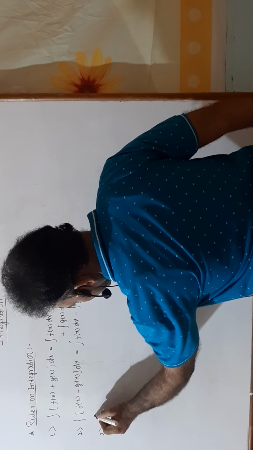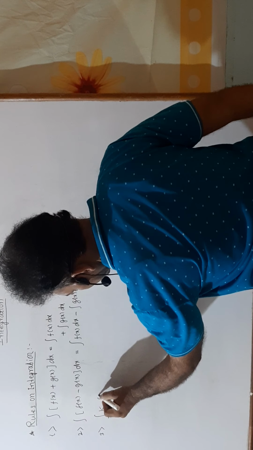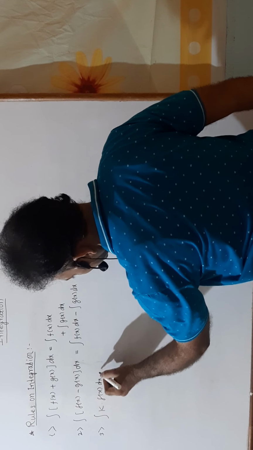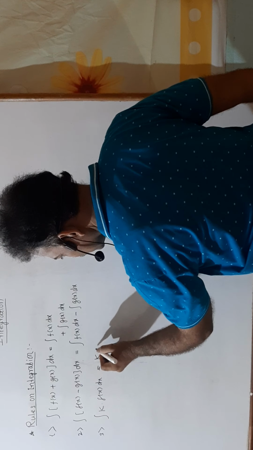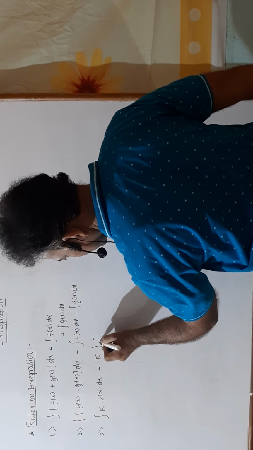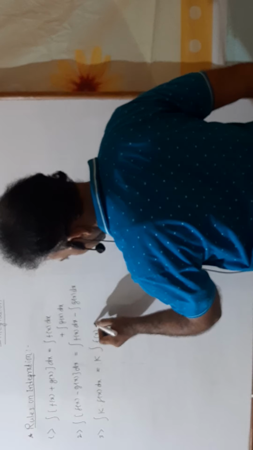Third rule: integration k into f of x dx is equal to k, constant. Constant can be taken outside the integral sign, then write integral f of x dx.